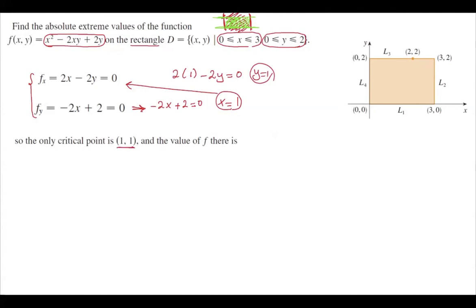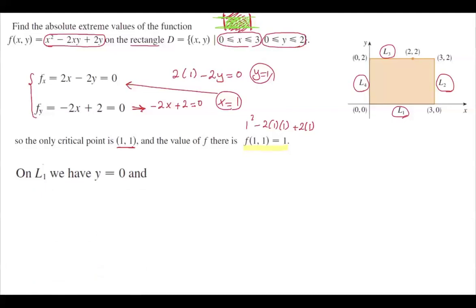Now, x is 1, y is 1, z becomes 1 as well. You have 1 squared minus 2 times 1 times 1 plus 2 times 1, which is 1. So let us highlight this. This is important. The very first z value that you found is equal to 1. Now, we look at the boundaries here. You have L1, L2, L3, and L4, which are all line segments.